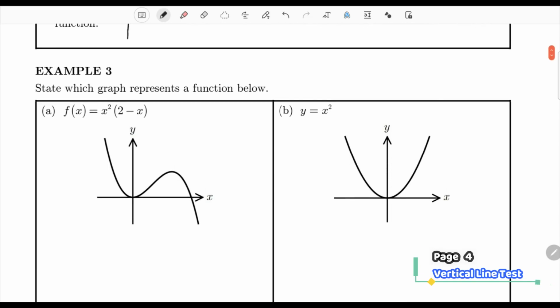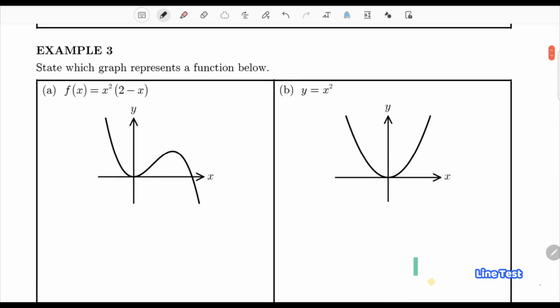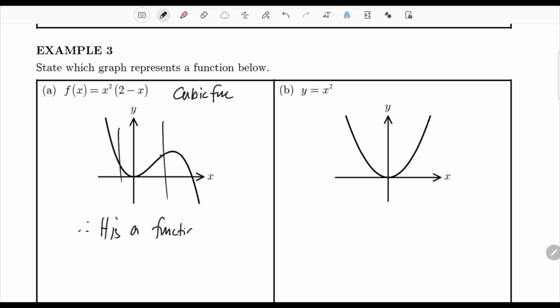So example 3. State which graph represents a function below. A, f(x) equals x squared bracket 2 minus x. This is a cubic function. Draw a vertical line anywhere. It cuts at one point. Hence, it is a function. So similarly for the rest.